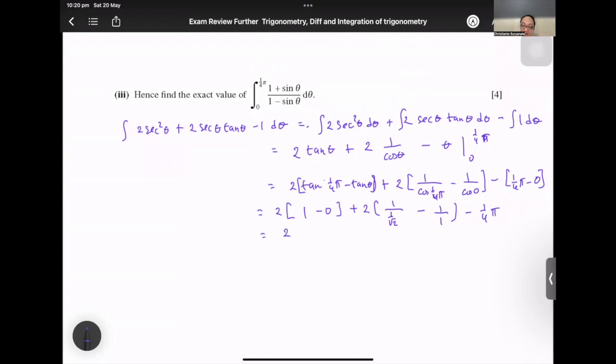So 2 plus 2 square root 2 minus 2 minus 1 over 4 pi equals 2 square root 2 minus 1 over 4 pi. So this is the final answer.